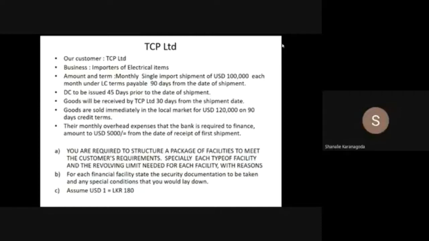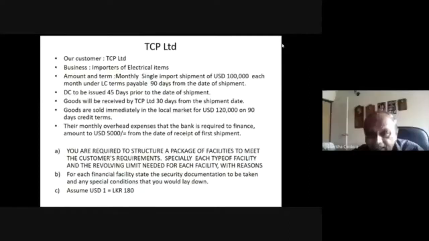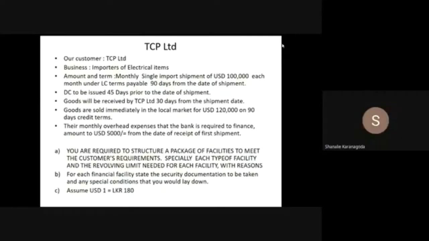1 month. 1 month. But I have the 1 month period. Yes, 1 month. Yeah, 1 month.